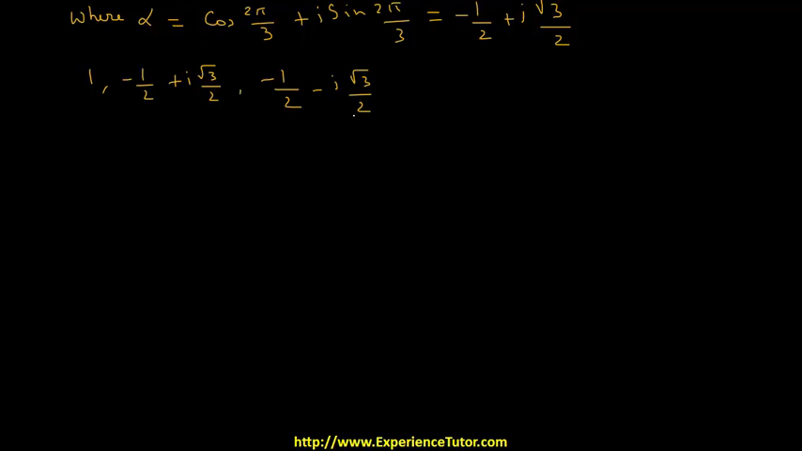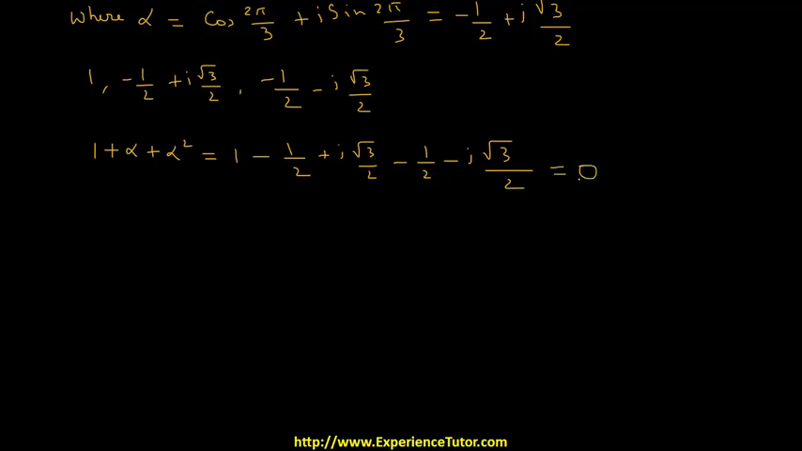such that sum of cube roots of unity is equal to 1 plus alpha plus alpha square, which is equal to 1 plus, so alpha is minus half plus i root 3 by 2, again minus half minus i root 3 by 2, is equal to 0.